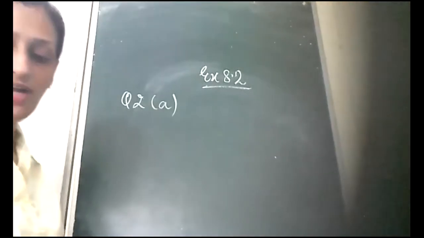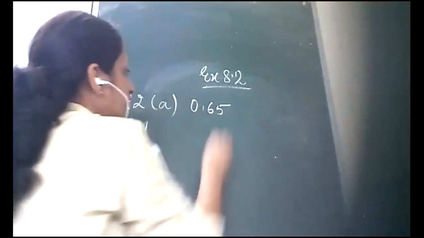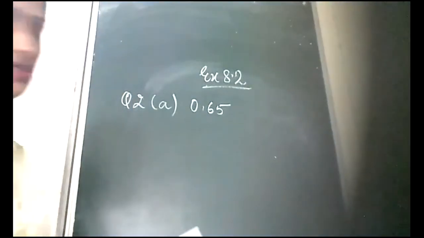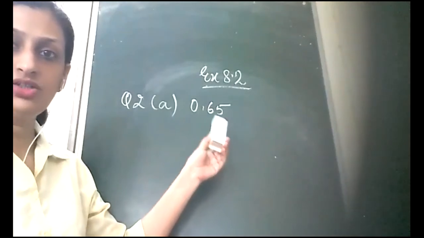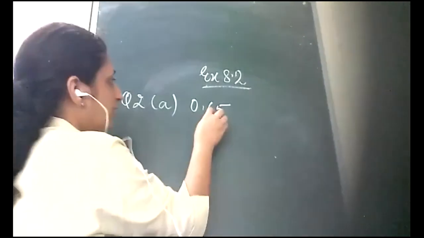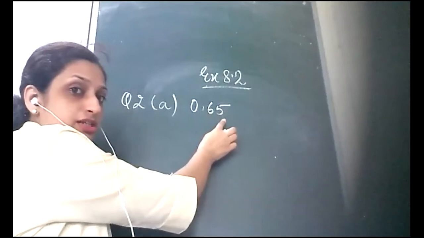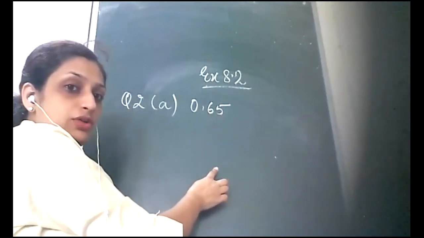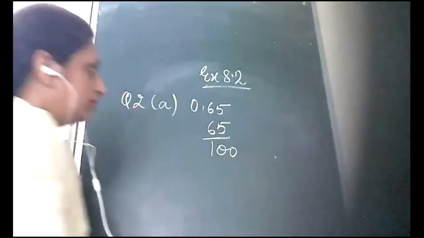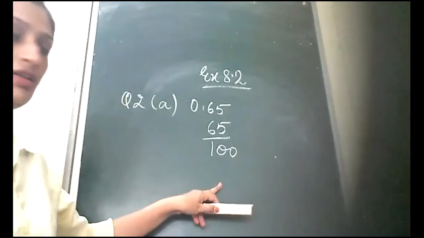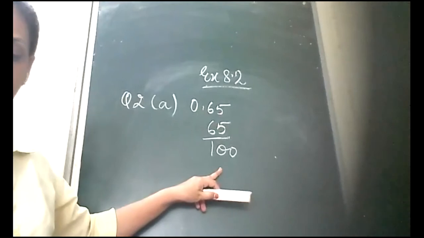In question number 2, we have to convert decimal into the percentage. 0.65. As you can see here, after decimal there are 2 digits. So when you are converting this decimal number into a fraction, whatever the number of digits after the decimal, that number of zeros will be there below in the denominator. 65 upon 100. 2 zeros will be there if after decimal 2 digits are there.